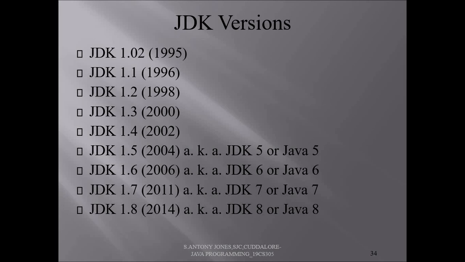Next we look at the versions of Java. The first version, which is called Java, was released in 1995. The version was JDK 1.02. Later, different versions have been developed.